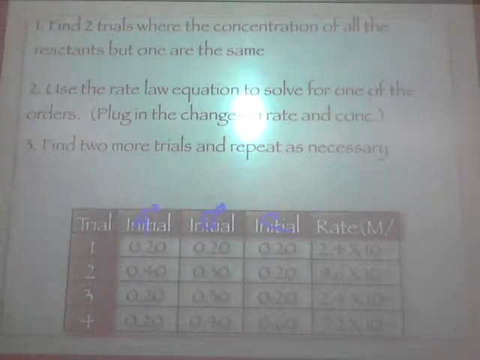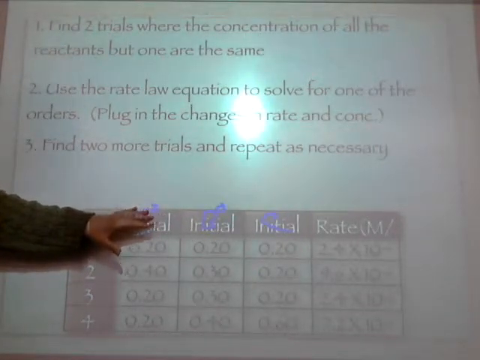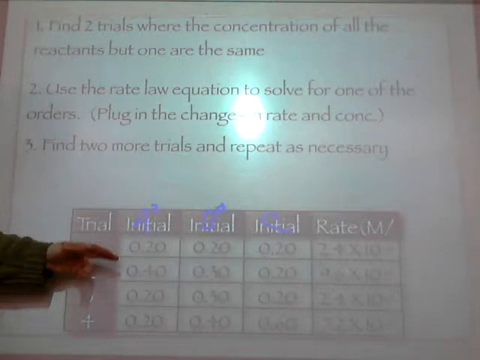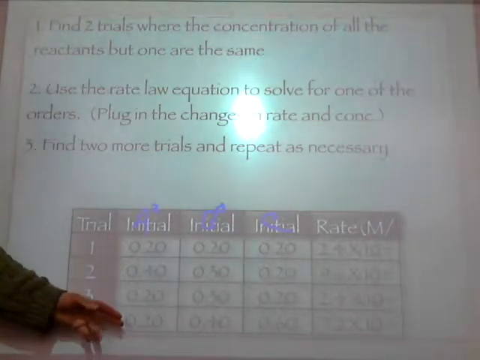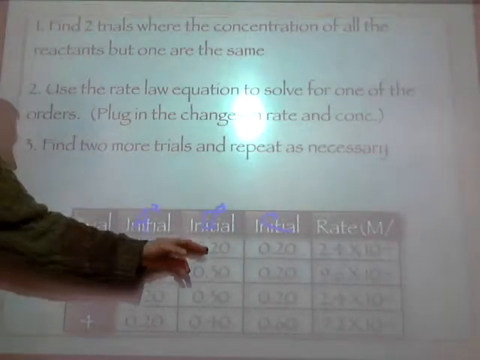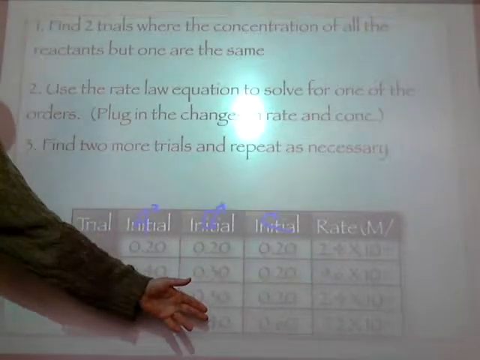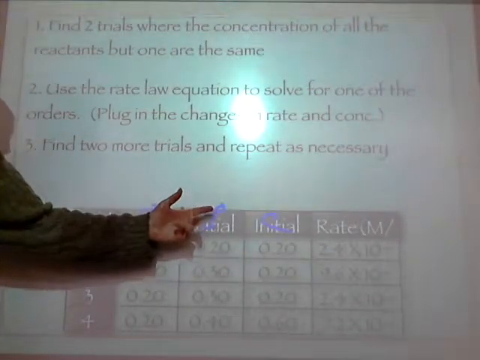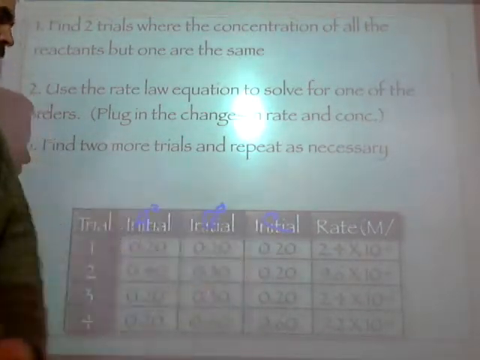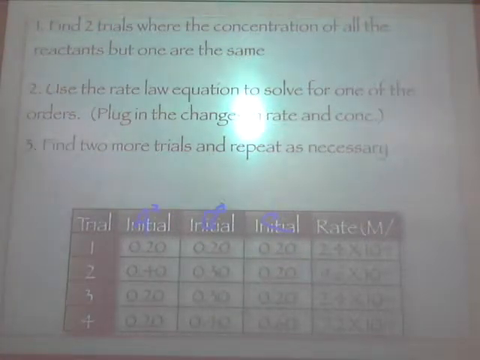However, I would probably take the easiest one. What do you think the easiest one to take would be? Where you are holding A constant, for example. 1 and 4 would be a good example, right? Because A is held constant. I don't care what B does. Why don't I care? It's zero order. We already know that. And C is tripling, right? So let's do this.